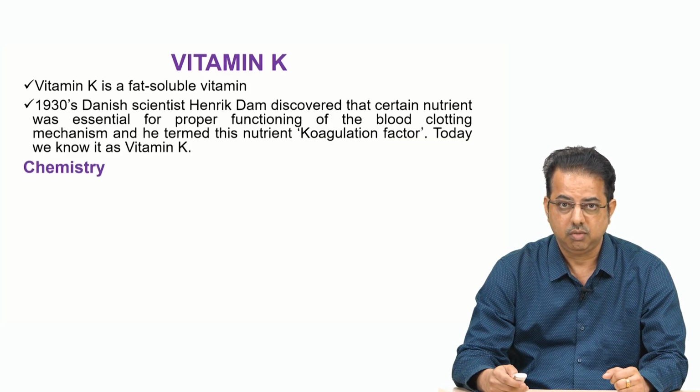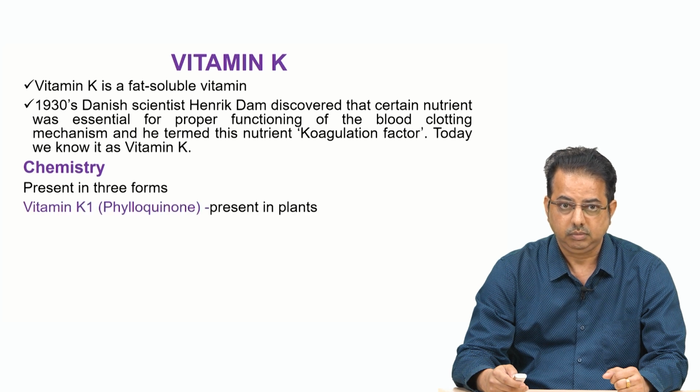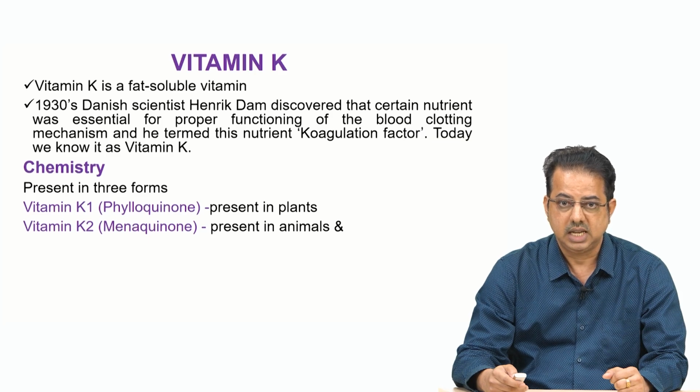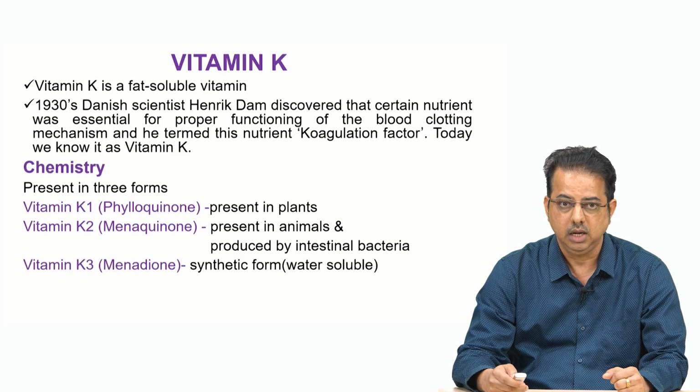There are three forms of vitamin K. First, vitamin K1, which is also known as phylloquinone. This is present in plants. Next, we have vitamin K2, which is known as menaquinone, which is present in animals, and this is synthesized by the intestinal bacteria. The third form of vitamin K is known as vitamin K3, which is also known as menadione. This is a synthetic form of this vitamin, which is water soluble.